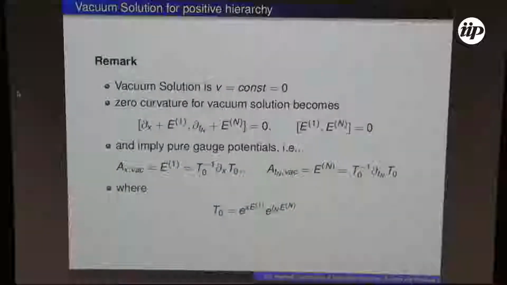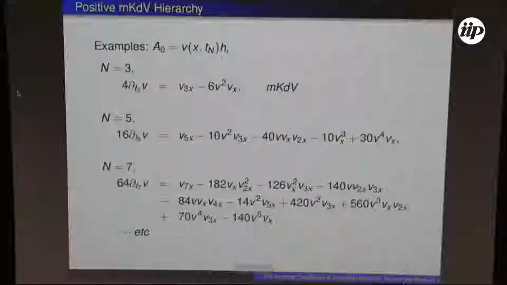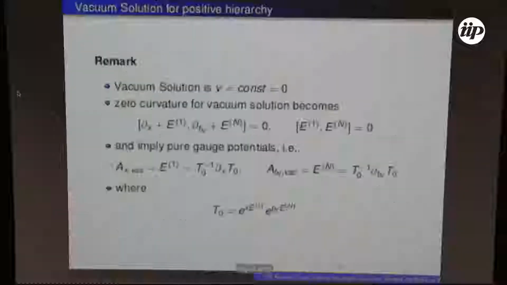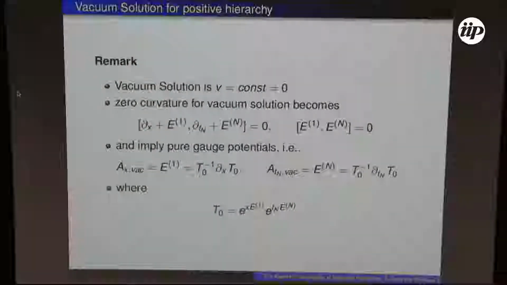Let me just remark that v equals 0, a constant, is a solution of all these equations. And this is obvious. And this solution I call a vacuum solution. I'm going to use it later on.